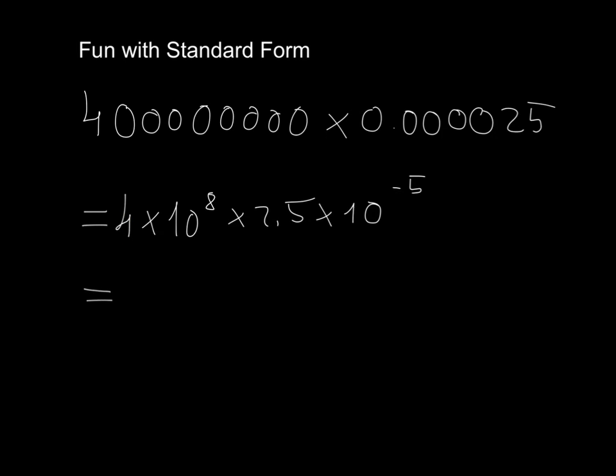So 4 × 2.5, that's just 10. And then these two just add up. So it's a minus 5, that's just 3. So 10 times 10 to the 3, and that's just 10 to the 4. And that's it, I'm done.